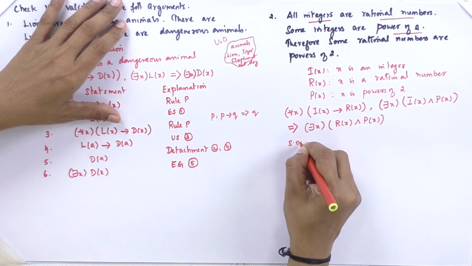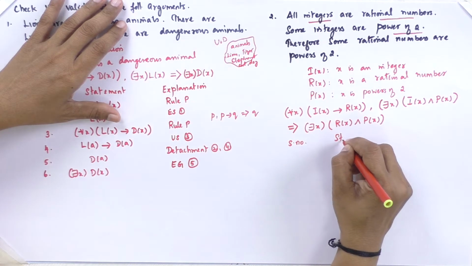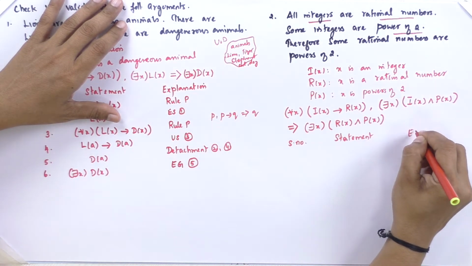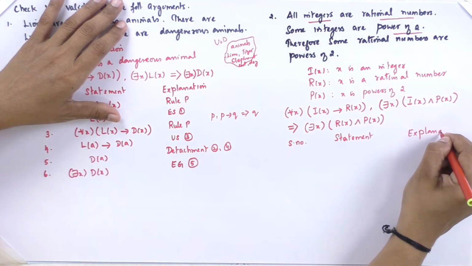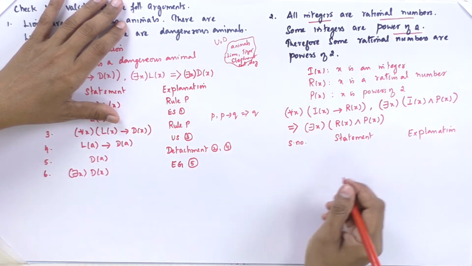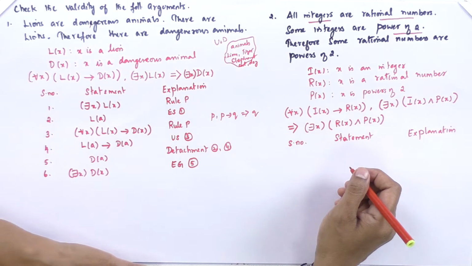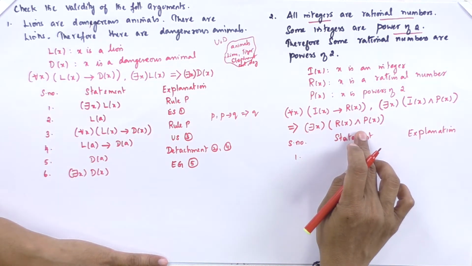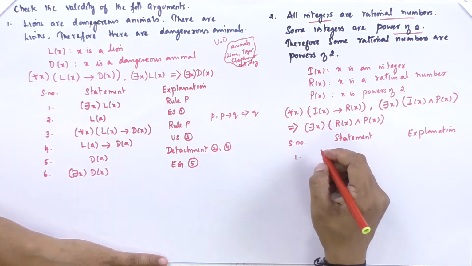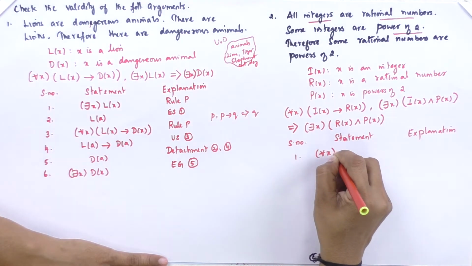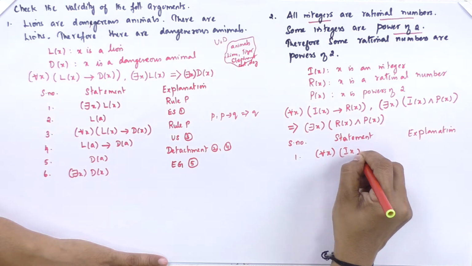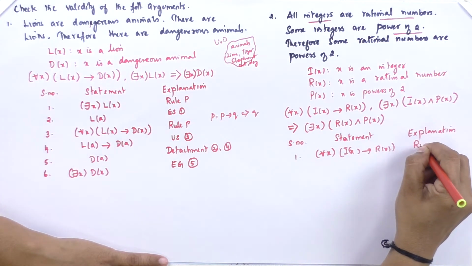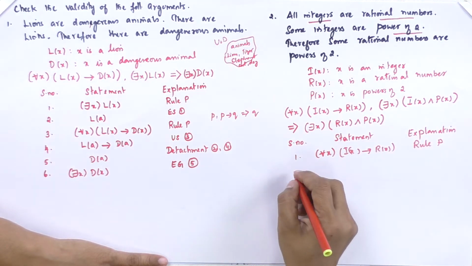Now look at this. We have serial number, statement, and then the explanation. Again and again I am repeating that everyone should be very thorough with the laws of implication and equivalence. So first thing, this is the conclusion. We will go by direct proof. We will take the first premise as it is. So for all x, I of x conditional R of x. That is rule P, since I am inserting the premise here.